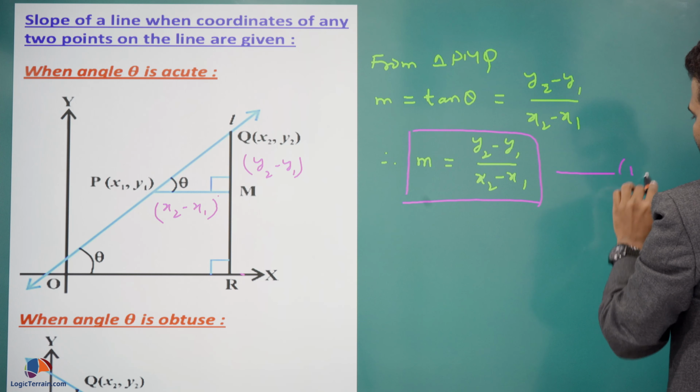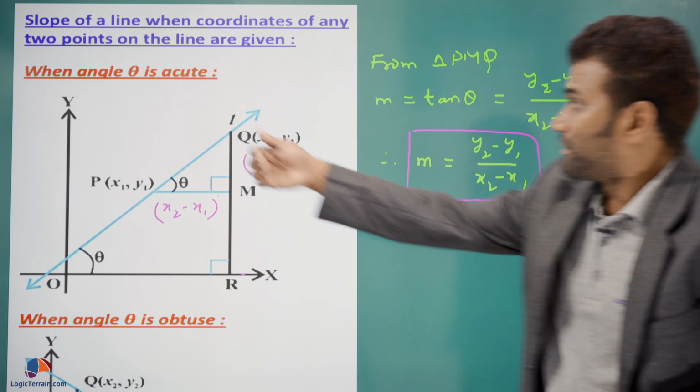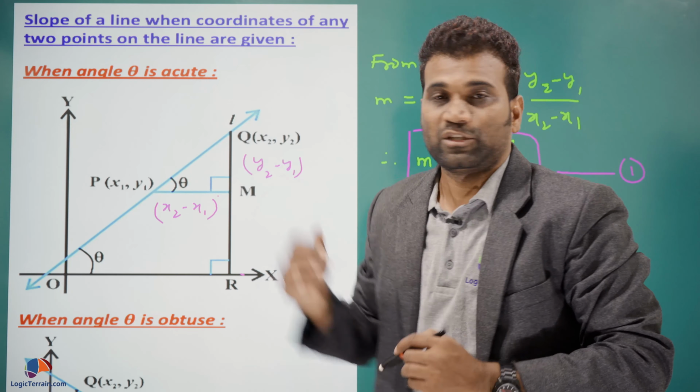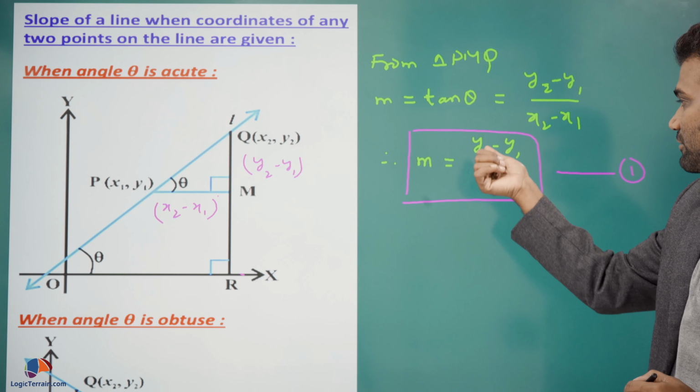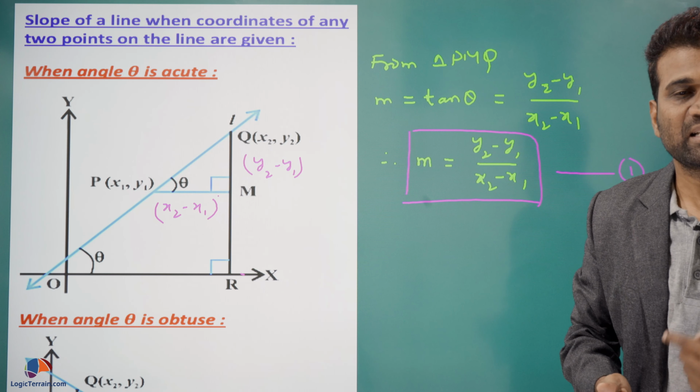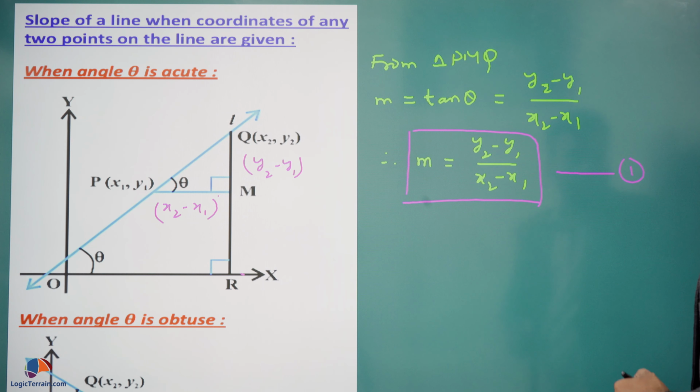Okay, let us take this as number 1. So when theta is acute, we get slope m equals y2 minus y1 upon x2 minus x1. Clear?